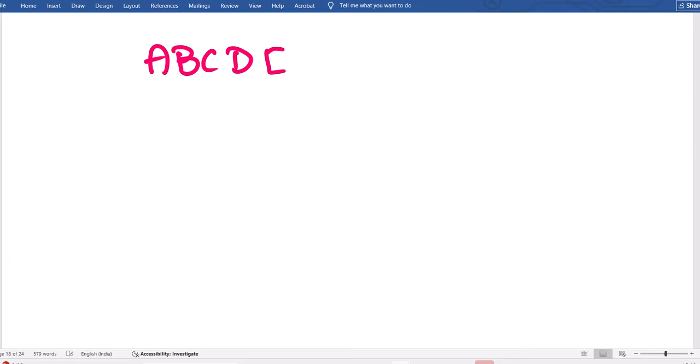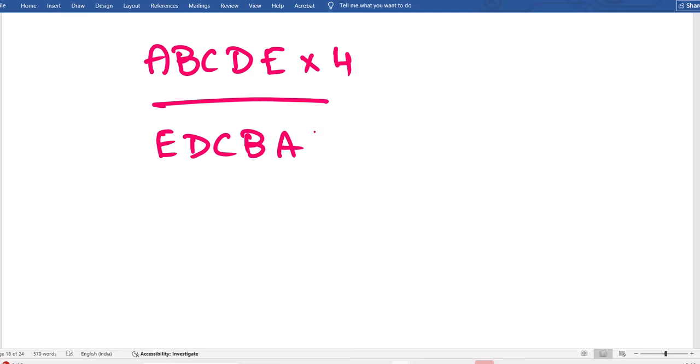A, B, C, D, E multiplied by 4 results in EDCBA. Now crack the C value. If you want the C value, you have to solve all. What is C?